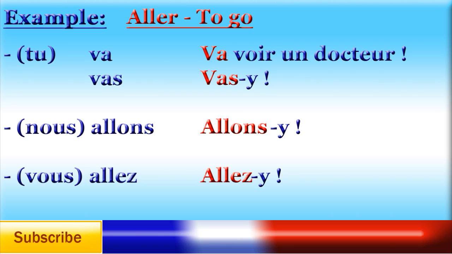As you can see, there are two possibilities for the tu form. Va in the tu form of the present tense is spelled vas, but as aller is an ER verb, we need to take the S off unless the verb is followed by the pronoun y or en, in which case we keep the S for pronunciation purposes.